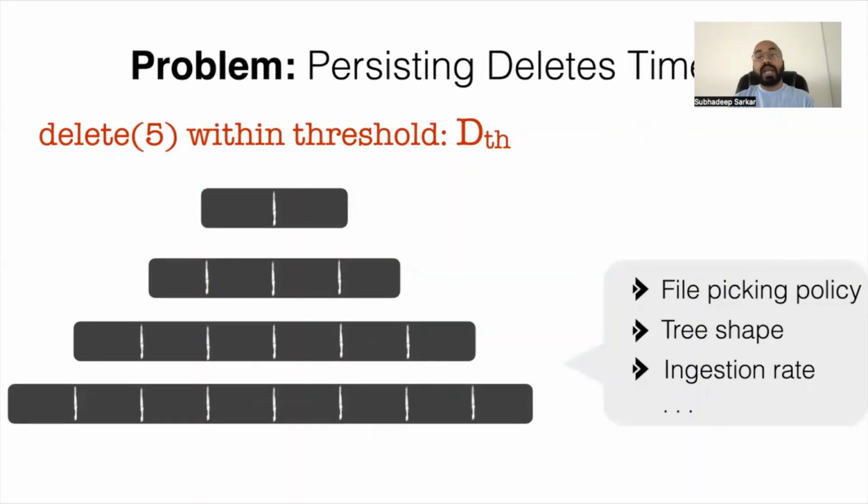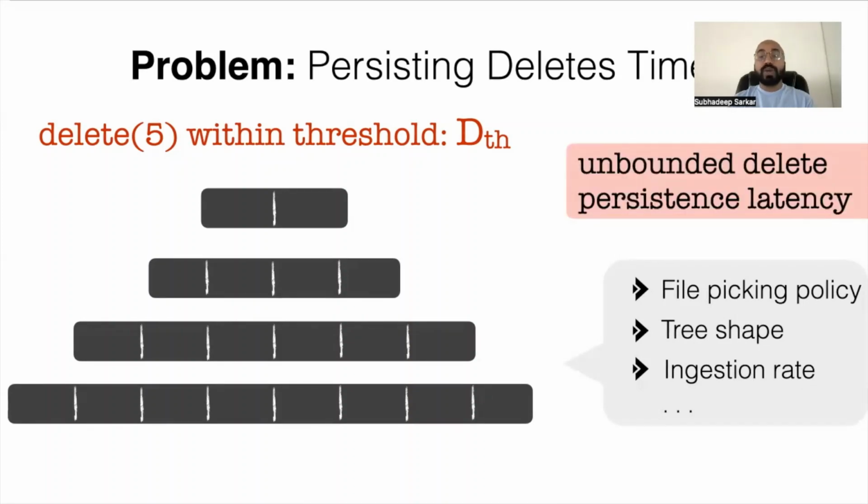In practice, the time to physically persist a logical delete depends on several factors like the file picking policy during a compaction, that is, which file do we choose to compact, how many levels there are in the tree, what is the size ratio of the tree, and even the ingestion rate of the data in the database, because that is what triggers compaction in LSM trees. And as you can see, these factors are often not controllable by the user or the developer. So LSM trees suffer from this problem of unbounded delete persistence latency in practice.